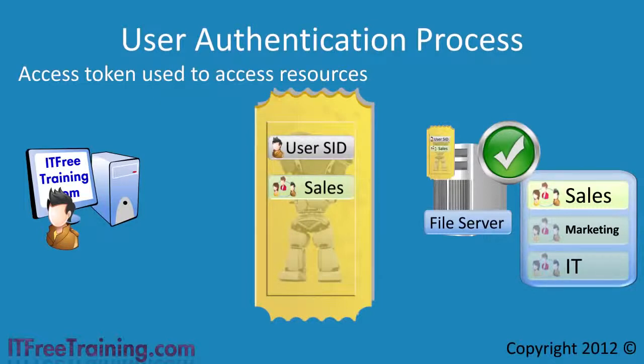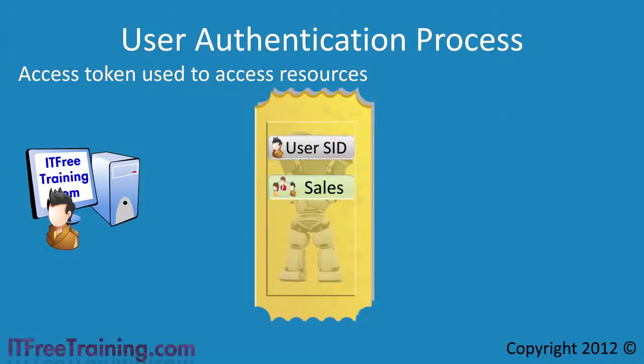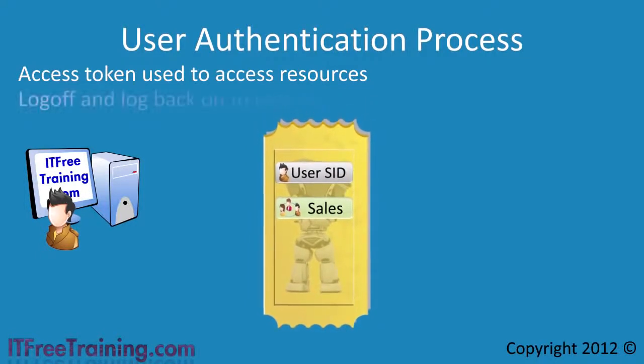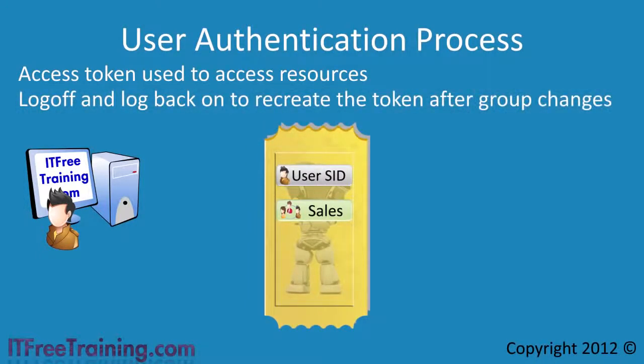You may be asking yourself, what would happen if the user was removed from the sales group after the token had been generated? The answer is the user would still have access because the security token contains the SID for the sales group. The same applies if the user was added to, say, the marketing group after the token was created. The user would not have access to any of the marketing files because the security token does not contain the SID for the marketing group. To fix problems like these, the user simply needs to log off and log back on. When they log back on, a new token will be generated with the new security information.